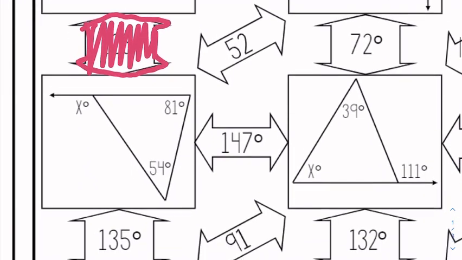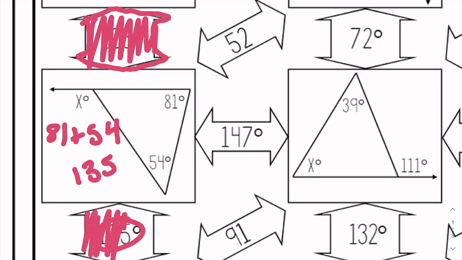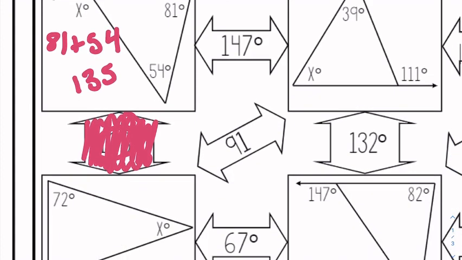Following our arrow down to this next problem here, we have 81 and 54 as our two interior angles, and we know adding the two opposite interior angles is going to give us the value of our exterior angle. So I'm going to do 81 plus 54 to get 135. It's going to take me down here. Go ahead and shade in that number. Go ahead and shade in that arrow. And we're going to come down to the corner.